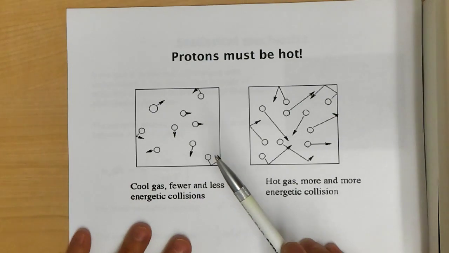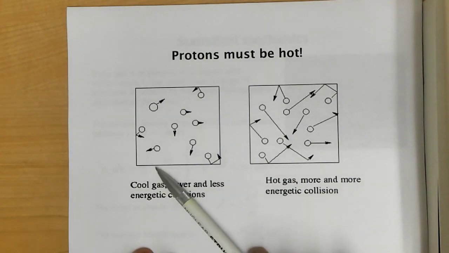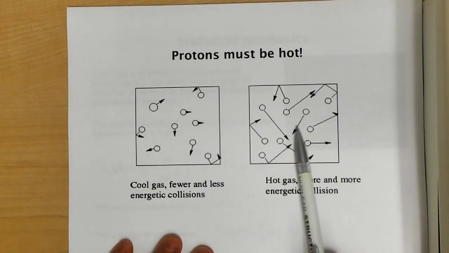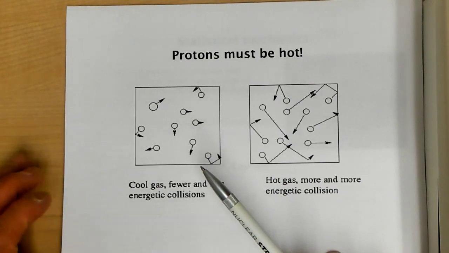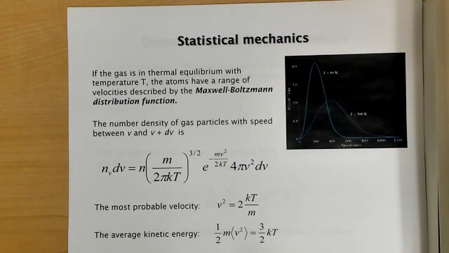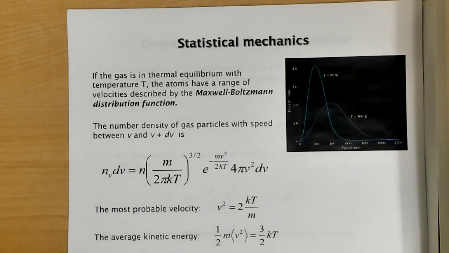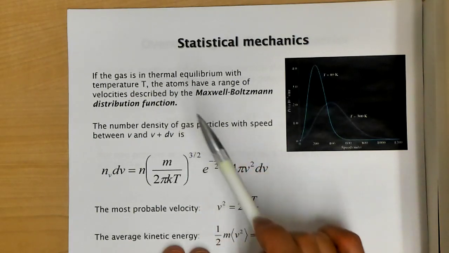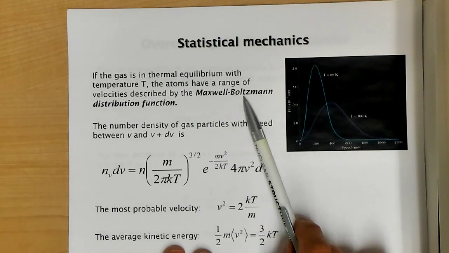The point we're making is that the protons must have some energy. The system has to be hot. If the system is cold, then we have less energetic particles, fewer collisions. But if the gas or plasma is very hot, then we have lots of kinetic energy and more collisions. So now let's consider statistical mechanics to try to understand what could be happening here. If a gas is in thermal equilibrium with the temperature T, then the atoms will have a range of velocities described by the Maxwell-Boltzmann distribution.